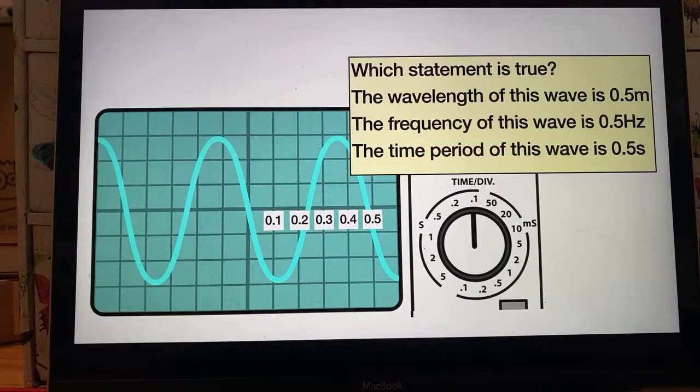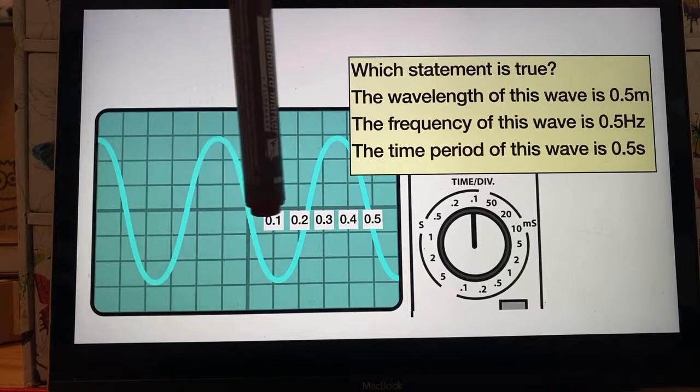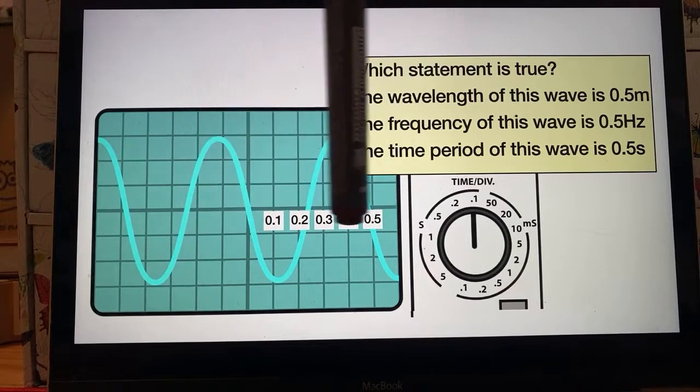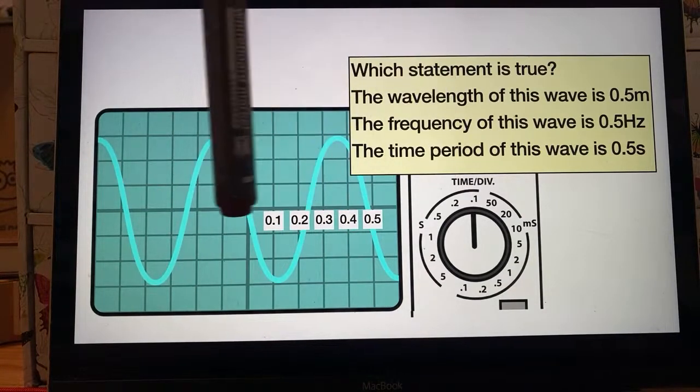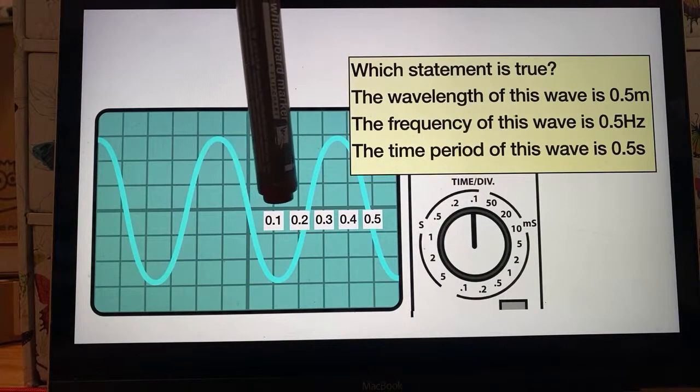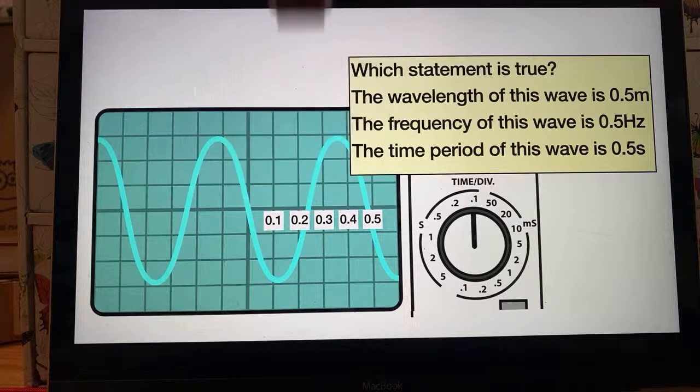Well, hopefully you're not saying wavelength, because the x-axis, remember, is not in meters. That's not a distance. This is the amount of time per division here, 0.1 seconds. So you don't know the wavelength of that wave. You haven't got the distance in meters.